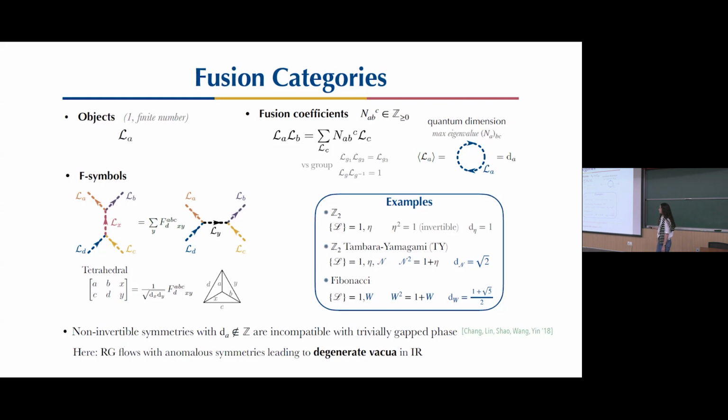So the last thing I want to say in this slide is that often these non-invertible symmetries actually imply that you cannot have a trivially gapped phase with just one vacuum. And what we will study here are precisely RG flows where you have these symmetries that are anomalous in this sense, that lead to degenerate vacua in the IR. So as we study the kink scattering.